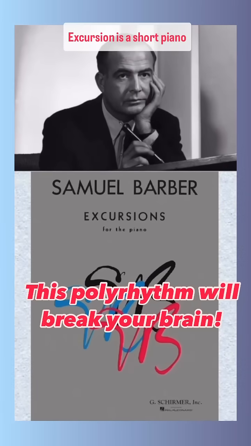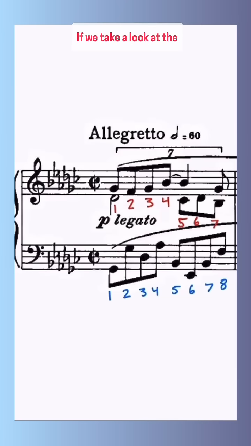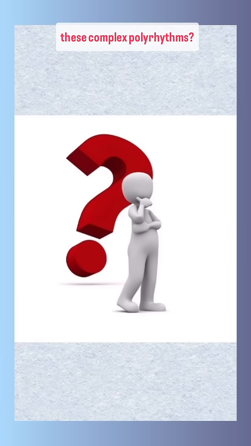Samuel Barber's third excursion is a short piano work based on a folk tune, but features some rather difficult polyrhythms. If we take a look at the score, we can see that in the right hand there are 7 notes per measure, whereas in the left hand there are 8 notes per measure. How can we go about tackling these complex polyrhythms?